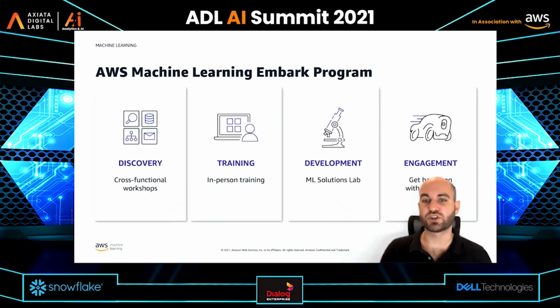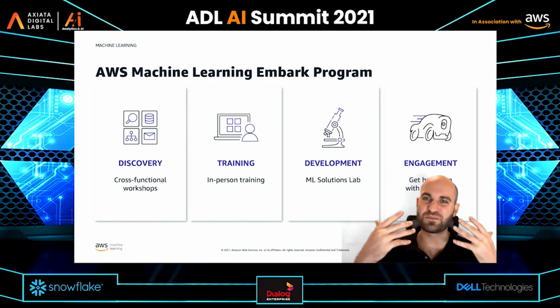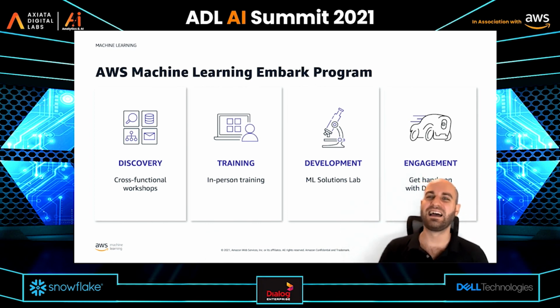Also, we have the Machine Learning Embark program, so again, have a look at that. It offers a variety of cross-functional workshops for you to try things out, get hands-on and understand. There's in-person training, maybe not in person right now given the current pandemic situation, but still with an actual instructor, and hopefully in the future also in-classroom training. Like I said, for development, we have the Machine Learning Solutions Lab available. And if you want to get hands-on with things like DeepRacer and DeepLens, they're really great ways to get started.